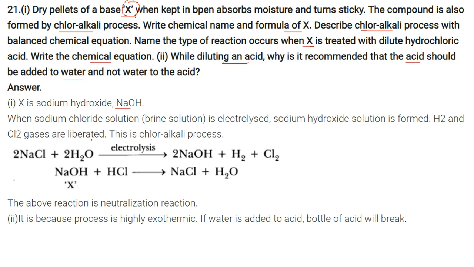So when this sodium chloride solution, that is called a brine solution, is electrolyzed, sodium hydroxide is formed. Hydrogen gas and chlorine gas are liberated. This is known as chloralkali process. So NaOH, when it combines with HCl, NaCl is formed. So this is the acid, this is the base, and it is neutralized. So salt is formed. This is known as neutralization reaction. And because the process is quite exothermic, if water is added to acid, the bottle of acid will break. That is why we don't do this.